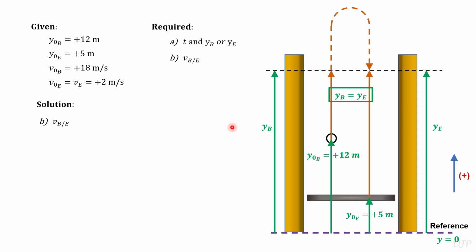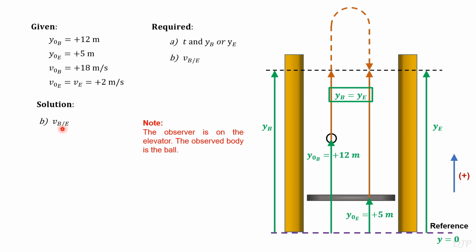Lastly, we are required to solve for the relative velocity of the ball with respect to the elevator. For this requirement, take note that the observer is on the elevator and that the observed body is the ball. The needed formula can easily be determined by following the pattern of the subscript. We just need the velocity of the elevator and the velocity of the ball. The velocity of the elevator is just a constant value of positive 2 meters per second.